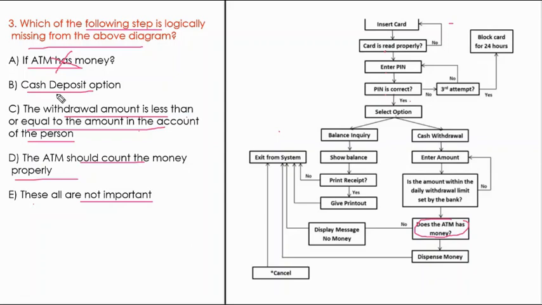Cash deposit option, yes, cash deposit is important, but here the person has come to withdraw. So the person is here to withdraw money. The cash deposit option may not be logically important in this flow chart. So this can be removed. The ATM should count the money properly. See, the ATM will always count the money properly. Yes, there can be a requirement of a second check, but that doesn't mean that it is logically correct in this flow chart. So you can remove this.